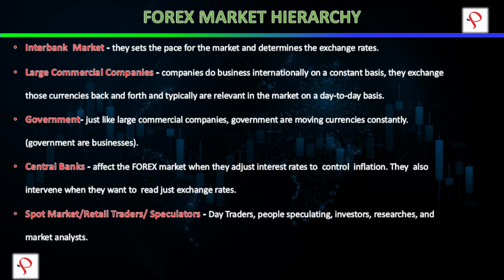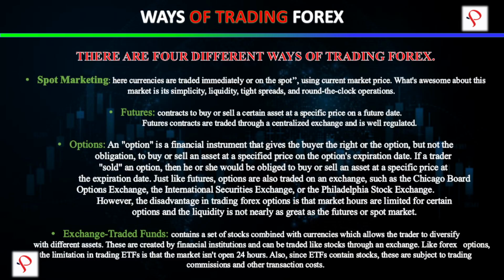So we're going to be talking about the Forex market hierarchy, where we have the interbank. They set the pace for the market and determine the exchange rate. We have large commercial companies that do business internationally on a constant basis. They exchange those currencies back and forth and typically are relevant in the market on a day-to-day basis. We have the government, we have the central banks, we have the spot market, which comprises both retail traders and speculators.